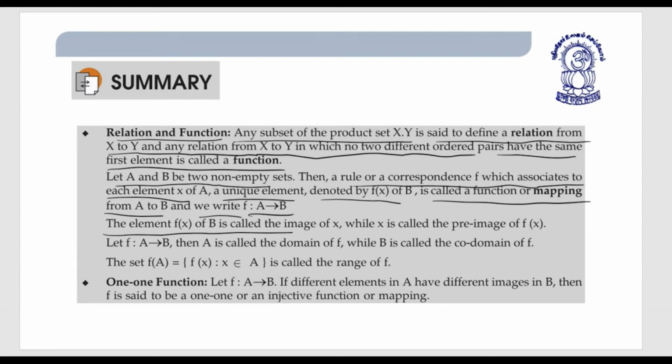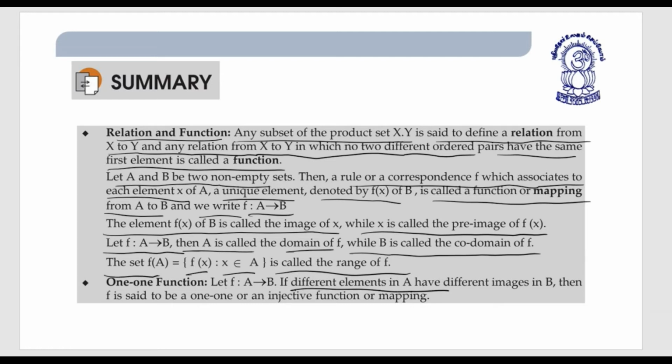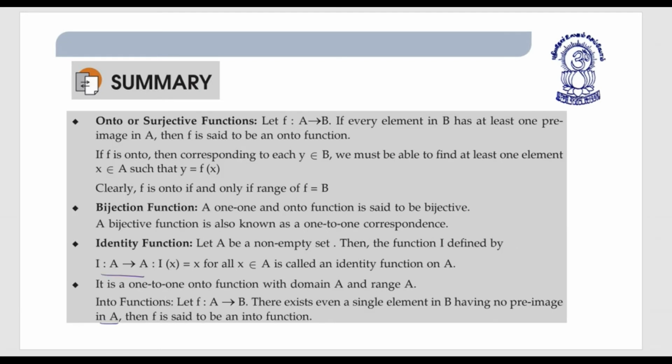The element f of x of B is called the image of x, while x is called the pre-image of f of x. Let f: A tends to B, then A is called the domain of f, while B is called the codomain of f. The set f of A, equal to f of x where x belongs to A, is called the range of f. One-one function. Let f: A tends to B. If different elements in A have different images in B, then f is said to be a one-one or an injective function or mapping.